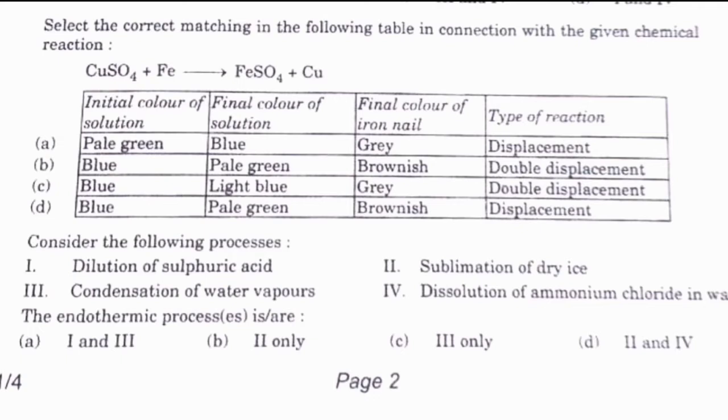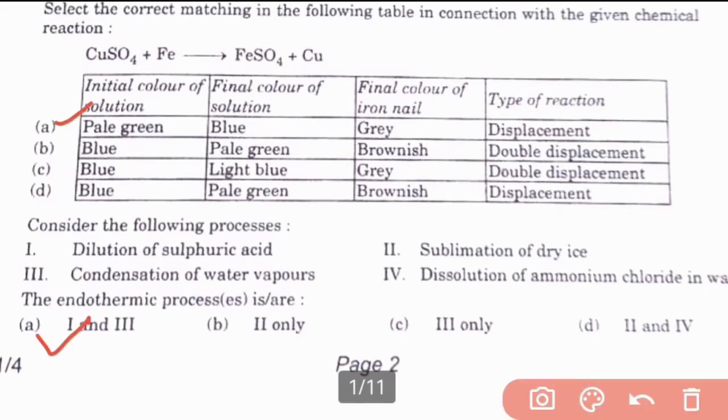So copper sulfate's initial color is blue, and when copper sulfate reacts with iron, the final color of the solution is pale green. Then the final color of the iron nails is brownish, and the type of reaction is displacement. So options are given. So question number 3, the correct answer is option number D.